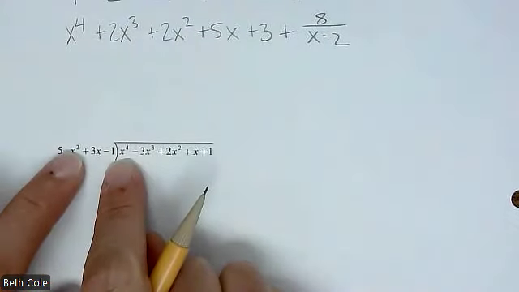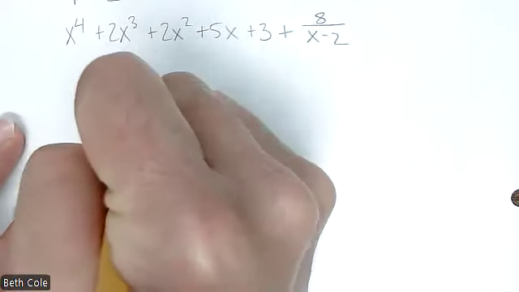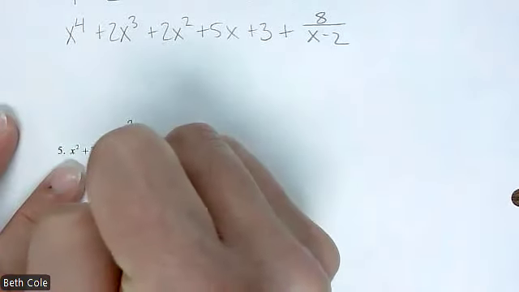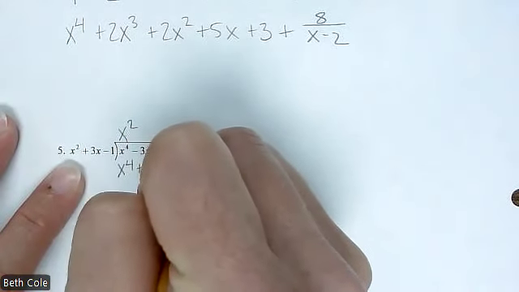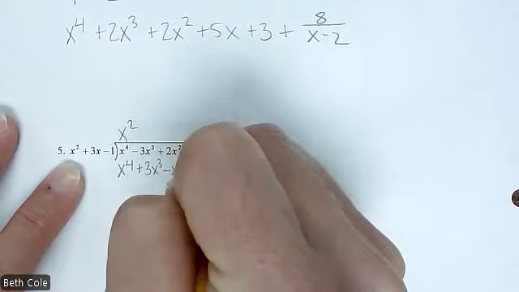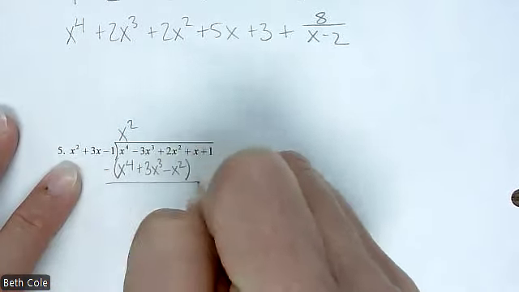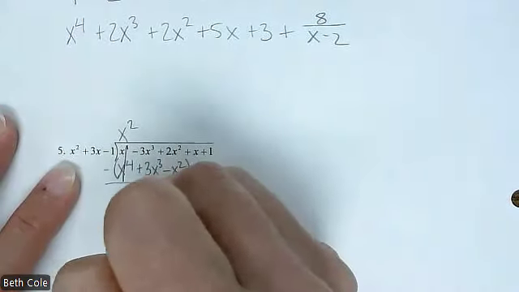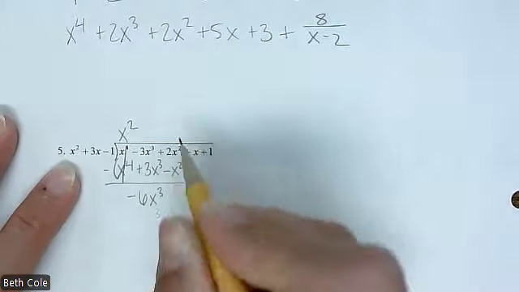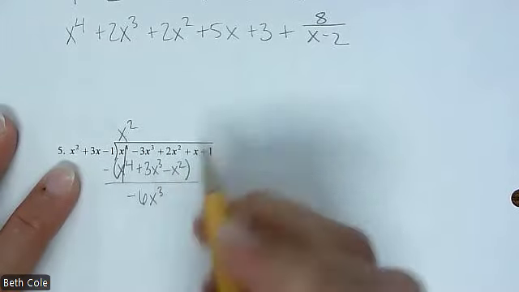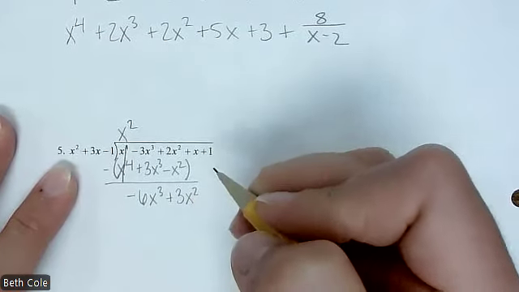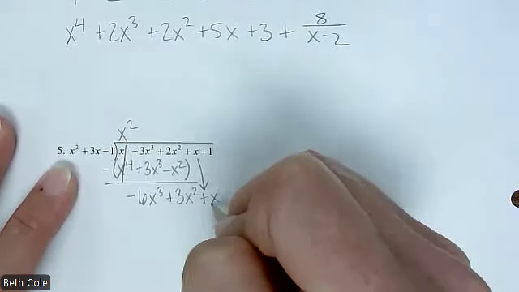So I want to turn an x squared into an x to the 4th. That would be with an x squared, and I'm going to take that and distribute it through here. So subtract the whole thing. This is going to cancel. This will give us -6x to the 3rd. Now this is 2 plus 1x squared. So plus 3x squared. We're going to bring down the x, do it all over again.